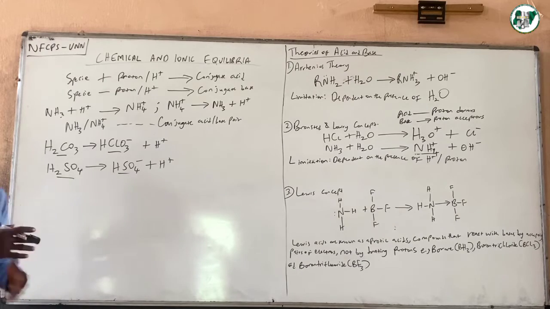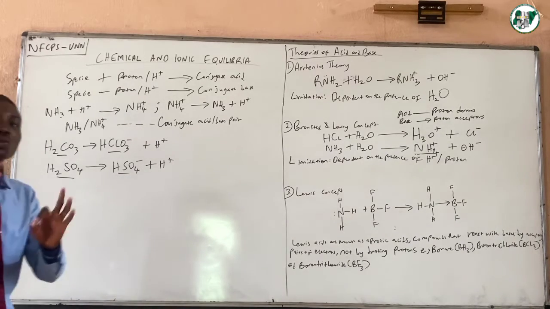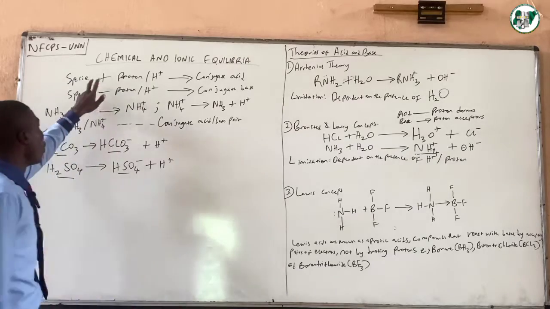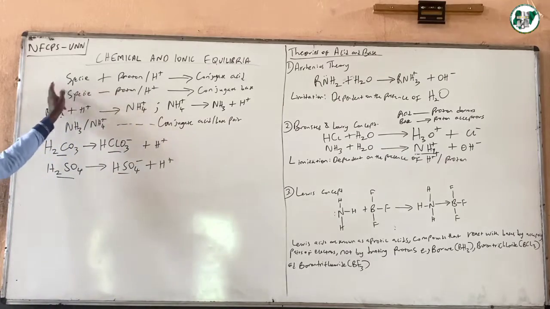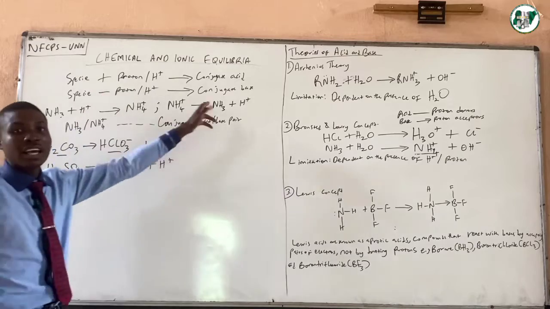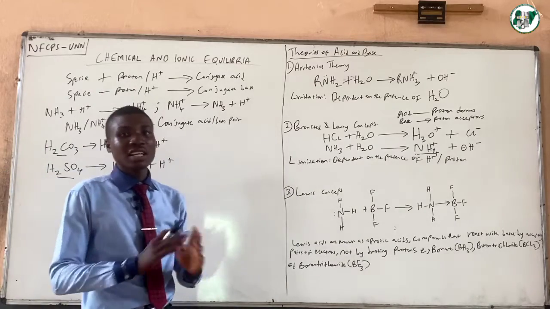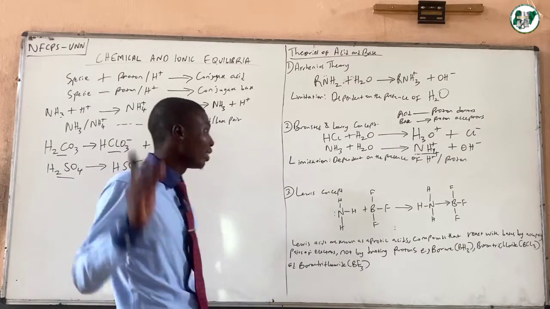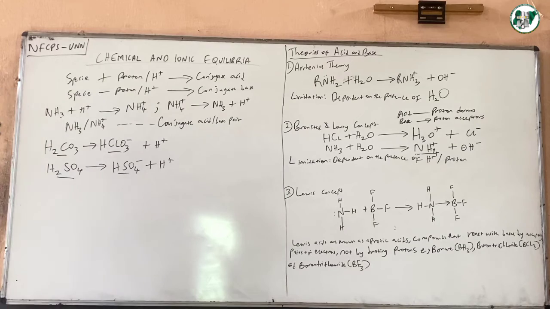There are many more examples of conjugate acid-base pairs that you will interact with, but one underlying principle is that whenever there's a protonation of a species, what is formed is the conjugate acid, and when there's a deprotonation, what is formed is the conjugate base. It cannot get simpler than that. So that's a simple definition of that.